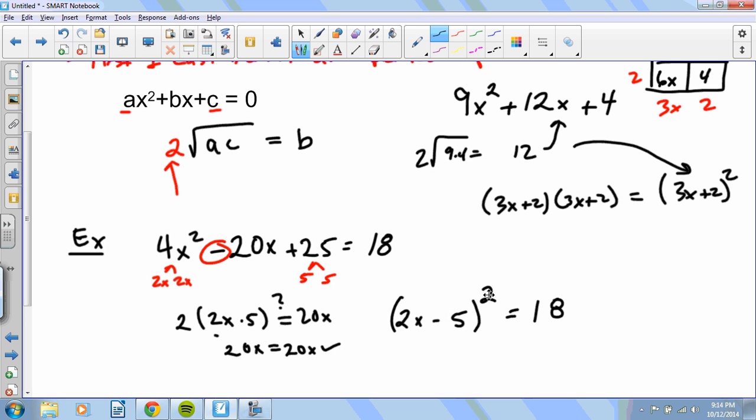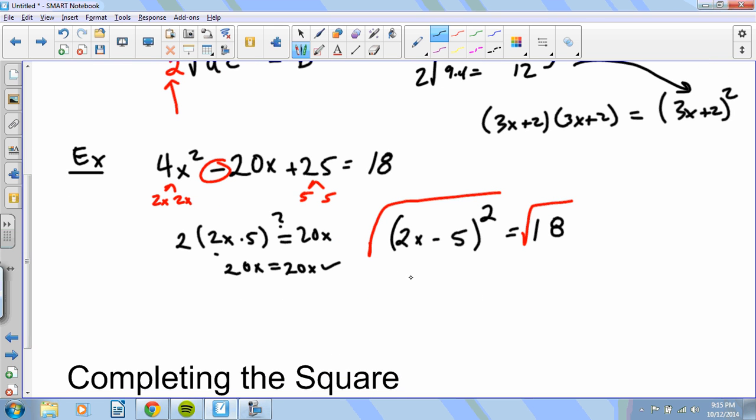And now I have a problem. I can take the square root of both sides. I can't take the square root of both sides up here because I have all this extra junk that I have to deal with. Here I have a single term with a single term, so I can take the square root of both sides. So doing that, take the square root, take the square root. That'll break down into 2x minus 5 will equal the square root of 18.